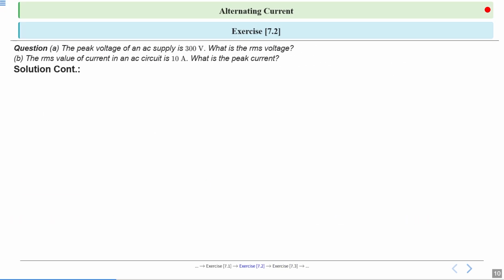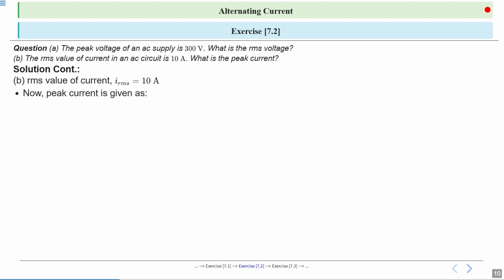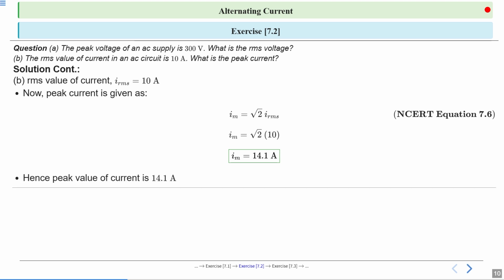Similarly, we will calculate the peak value of current. The RMS value of current, Irms, is given as 10 ampere. Now the peak current will follow the relation between RMS and peak. So Irms will be Im upon root 2, and Im will be equal to root 2 into Irms, according to NCERT equation 7.6. Irms is given as 10 ampere, so the peak value of current Im will be equal to root 2 into 10, which is 14.1 ampere. Okay. So the peak value of current is 14.1 ampere.